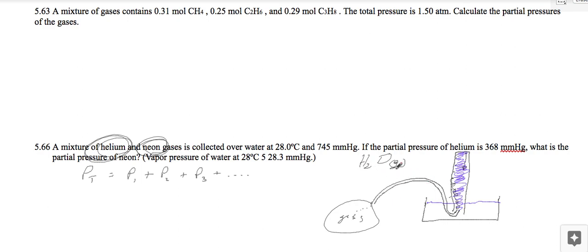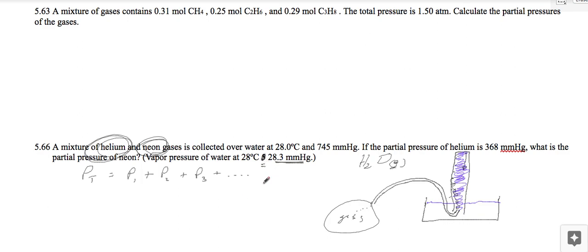And so we have to account for this water vapor, as this water vapor also exerts a pressure. It's a gas inside of the container with the other ones. And the reason why it exists is because we're measuring it over water. So this water here provides gas molecules into this measuring container that needs to be accounted for. So in this particular problem, we have three gases: helium, neon, and water. And it tells us the water pressure.